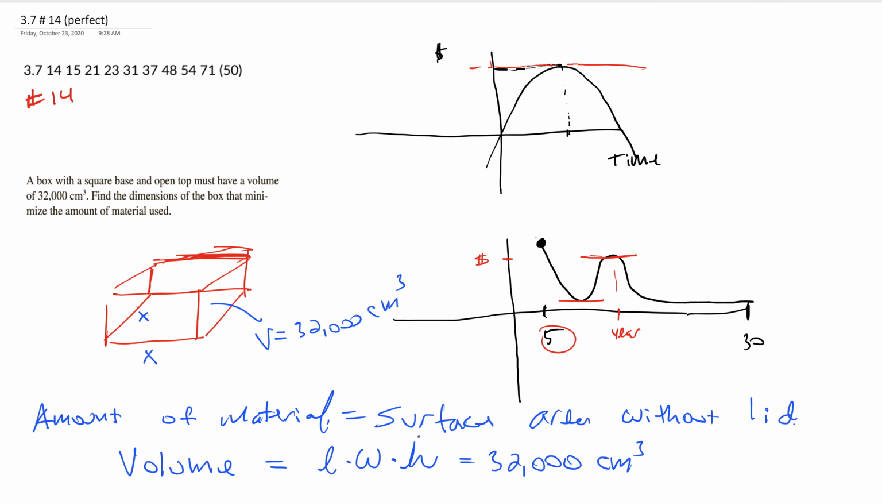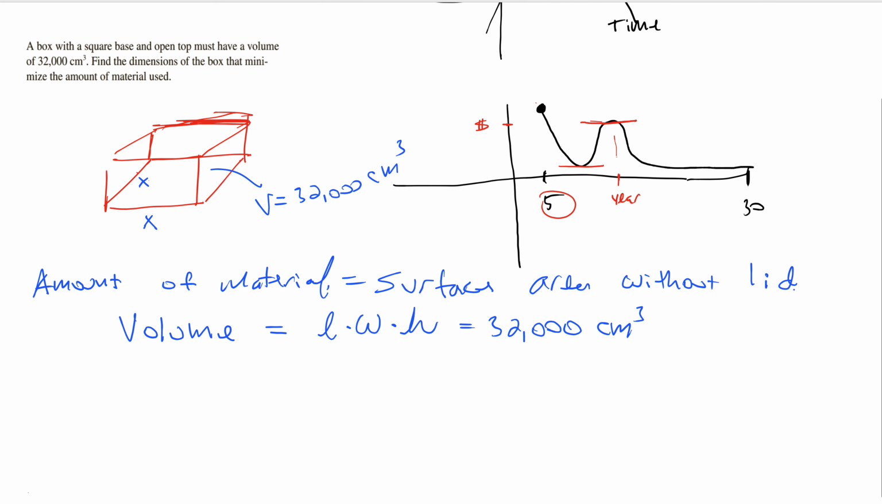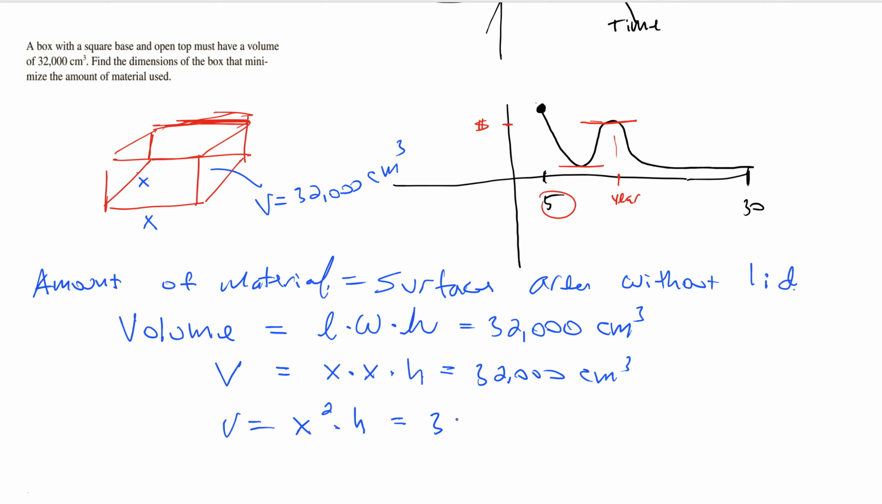Okay. So, but we know that the length and the width are the same thing, right? So V, because they're both X, is X times X times H, which is equal to 32,000 centimeters cubed. All right, so V equals X squared times H, and that equals 32,000.